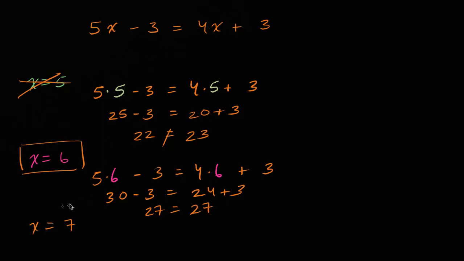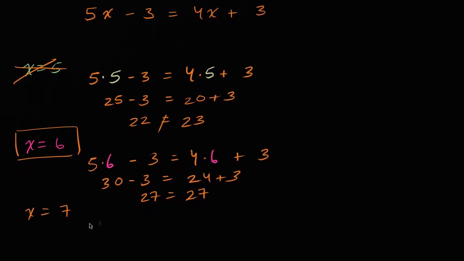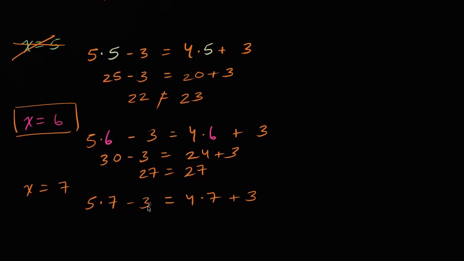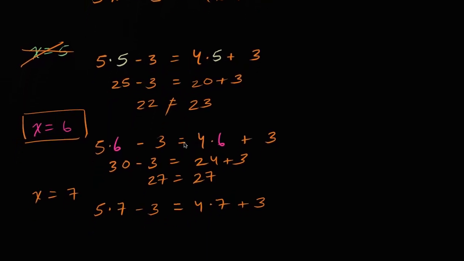Now, just for good measure, let's verify that x equals 7 will not satisfy it. So let me move this up a little bit. So if x is equal to 7, we're going to get 5 times 7 minus 3 needs to be equal to 4 times 7 plus 3. And in all of these cases, we do the multiplication first, order of operations, and it's very clear when you see it in the algebraic notation up here.